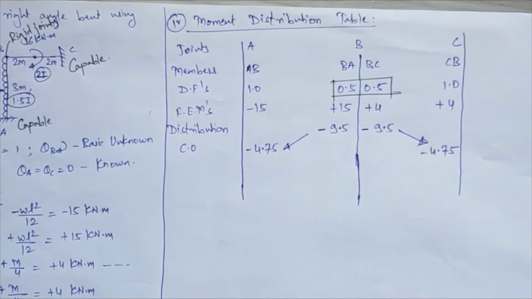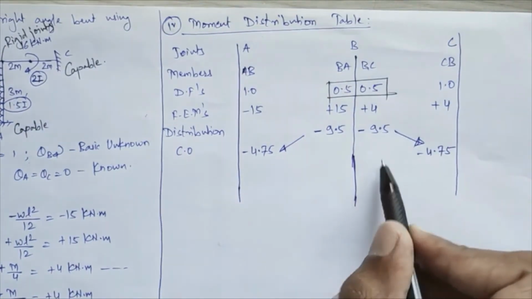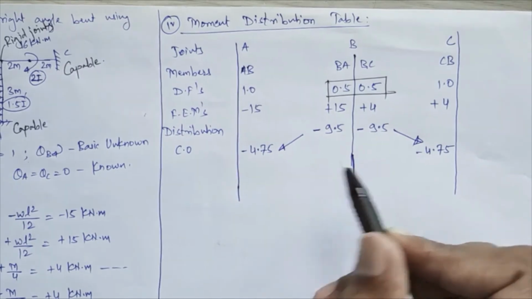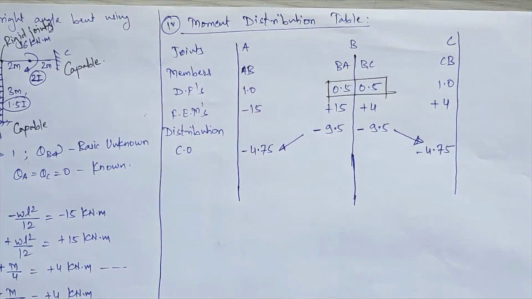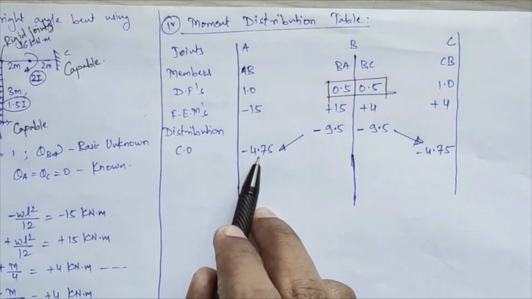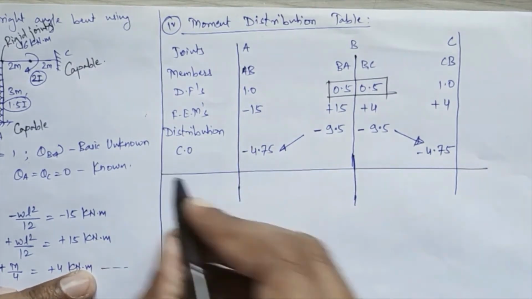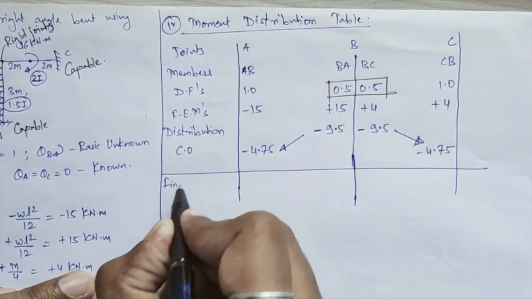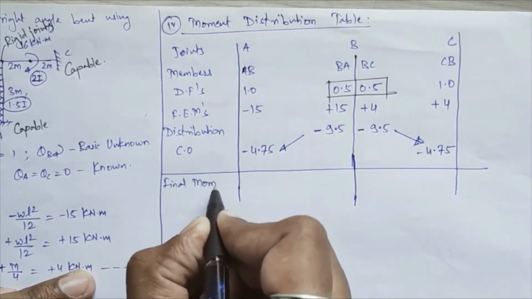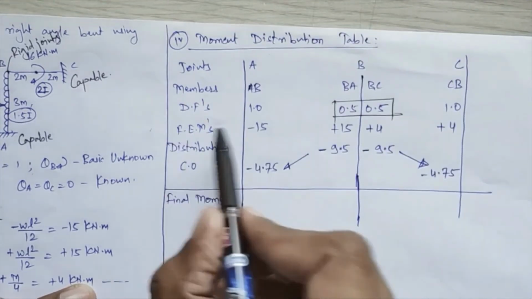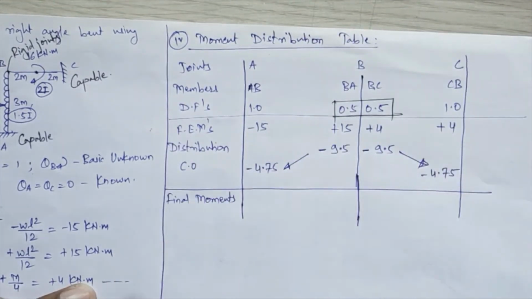Now here you check, there are no moments left over for doing further distribution. If there are no moments, your table gets automatically stopped here, because you cannot distribute these moments again. So your table gets stopped, and whatever values you get will be the values of your final moments. So the final moments you will calculate below the fixed-end moments.